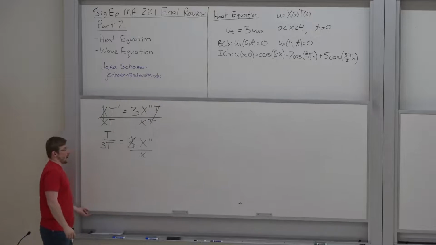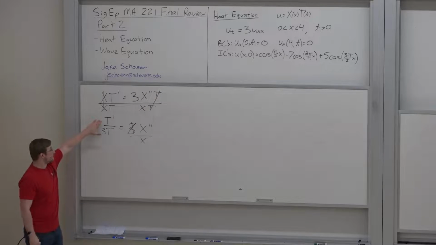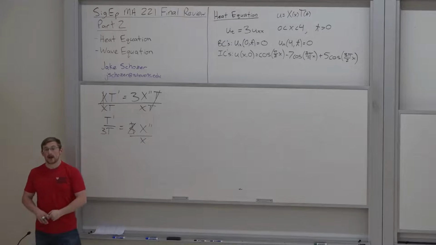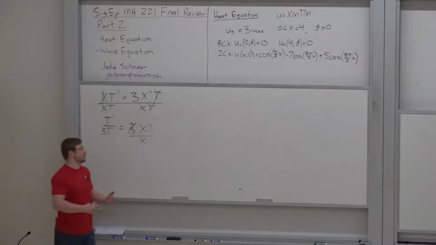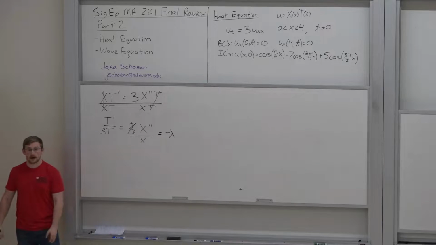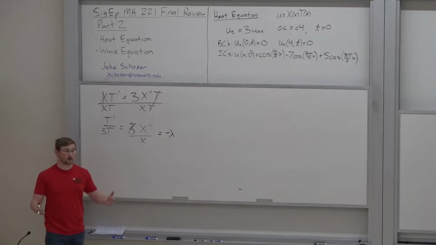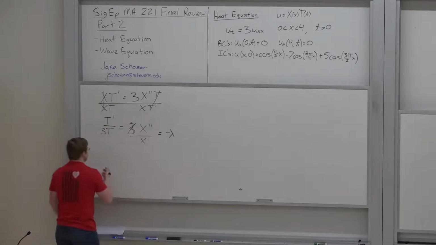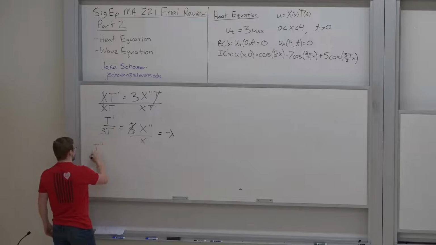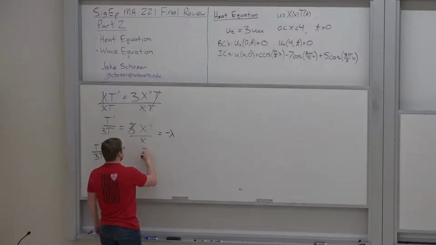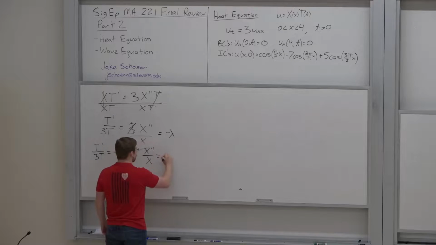So now that I have my variables separated, I have T prime over 3T is equal to X double prime over X. At this step is where we bring in that lambda value. So I'm going to set this equal to negative lambda. Now that I set it equal to negative lambda, I can create 2 different equations. So I have T prime over 3T is equal to negative lambda, and I have X double prime over X is equal to negative lambda.